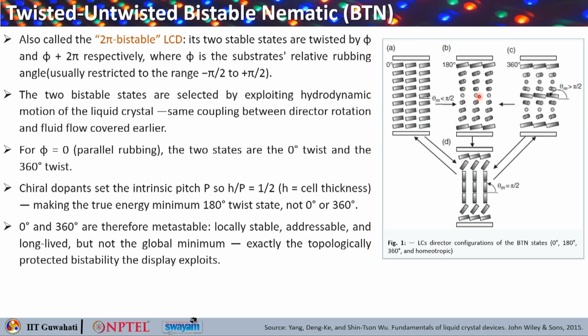So what you can understand is that the 0 and the 360 degree states are therefore metastable. That means they are locally stable, addressable, and long lived, but they are not the global minimum. So this is exactly the topologically protected bistability that the display exploits. So these are the liquid crystal director configurations of the BTN states with 0 degree, 180 degree, 360 degree, and this is typically the homeotropic.